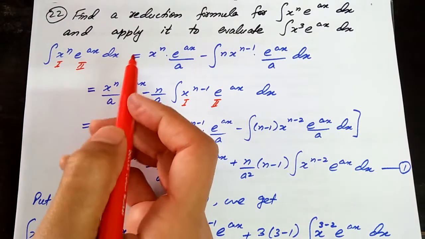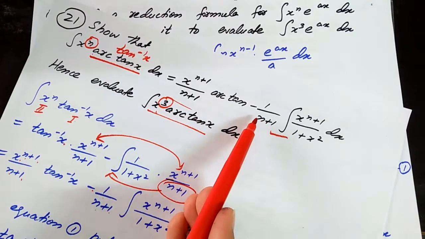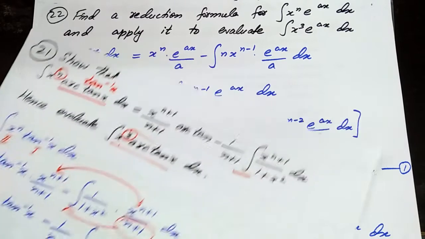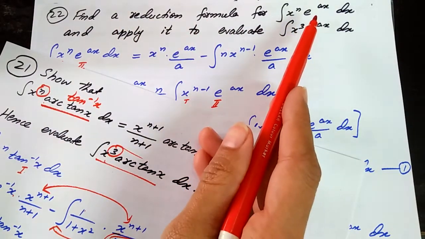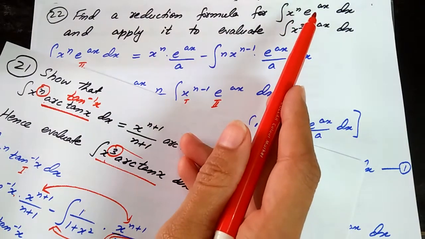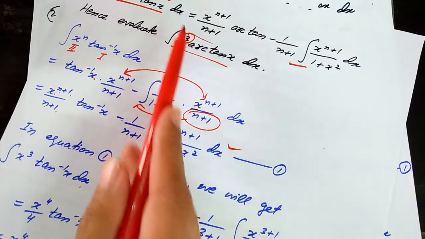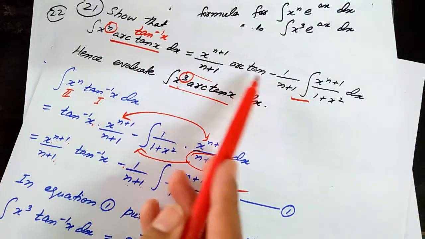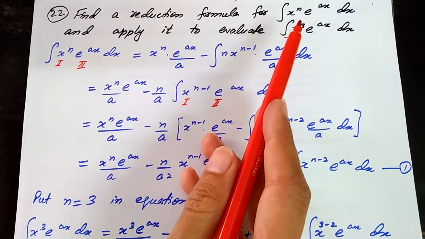Question 22 says, find a reduction formula. You see, in the previous question, this formula was given as a reduction formula. But now in question number 22, we need to find the reduction formula first, and then we will use that reduction formula to evaluate this integral. In the previous question, we were given the direct reduction formula. Now the need is to evaluate here.